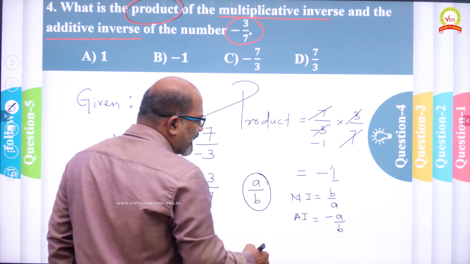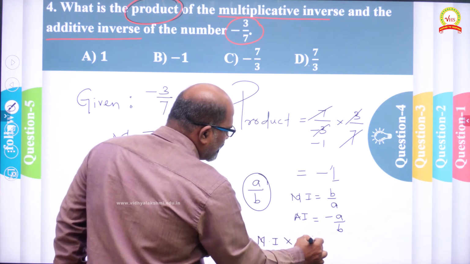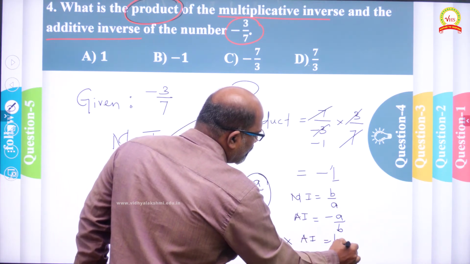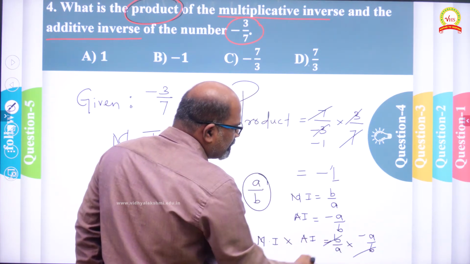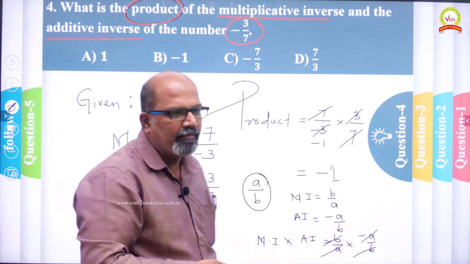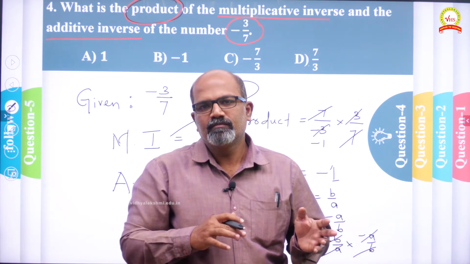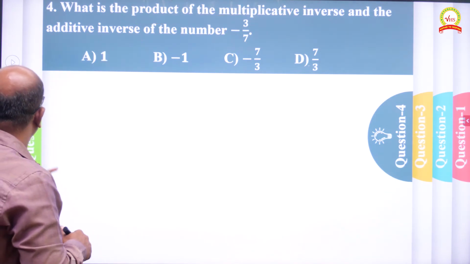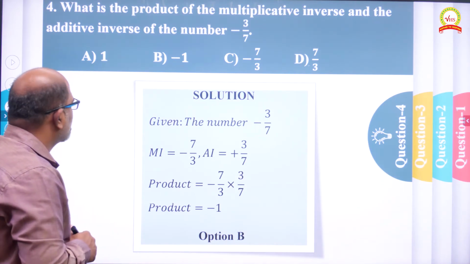When you make the product of the multiplicative inverse and the additive inverse, you are multiplying b by a by minus a by b. Here the b's will go off and the a's we can cancel, and the remaining will be minus 1. So always remember, in general, the product of the multiplicative inverse and the additive inverse is minus 1. Let us check the answer. Yeah, minus 1. Option B is the correct answer.